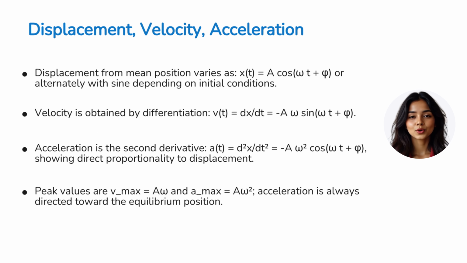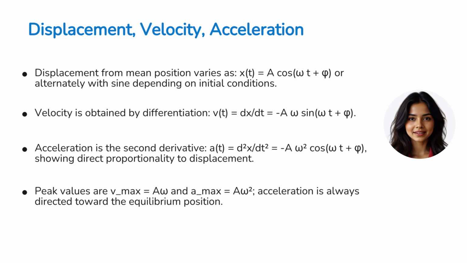Time to peek under the hood and explore the mathematical details of simple harmonic motion. Recall that displacement from the mean position varies sinusoidally and can be expressed as x(t) = A cos(ωt + φ), or sometimes as sine, depending on the system's starting conditions.